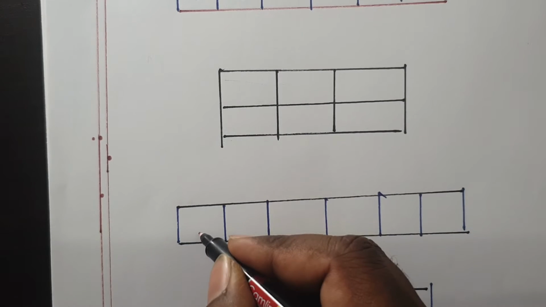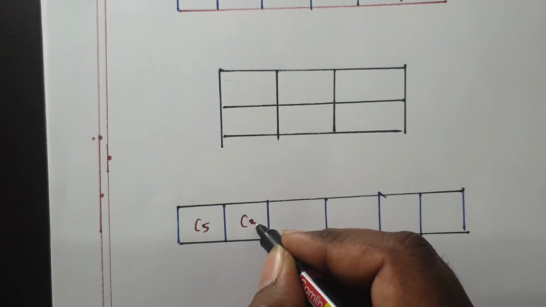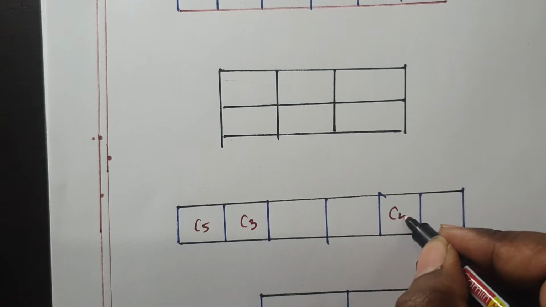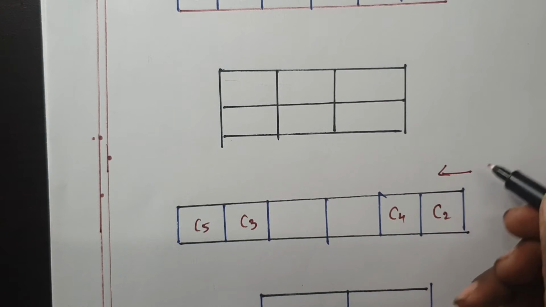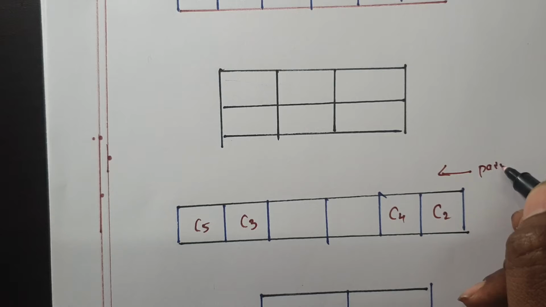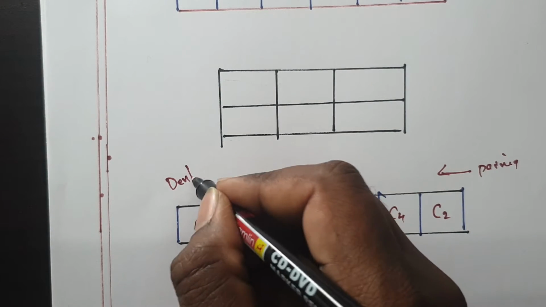So whatever the previous terms are, you have to write here. Here C5, next one is C3, and here this one is known as C4 and this one is known as C2. This way it is known as the painting, this way it is known as the painting, and this one is known as the denting.